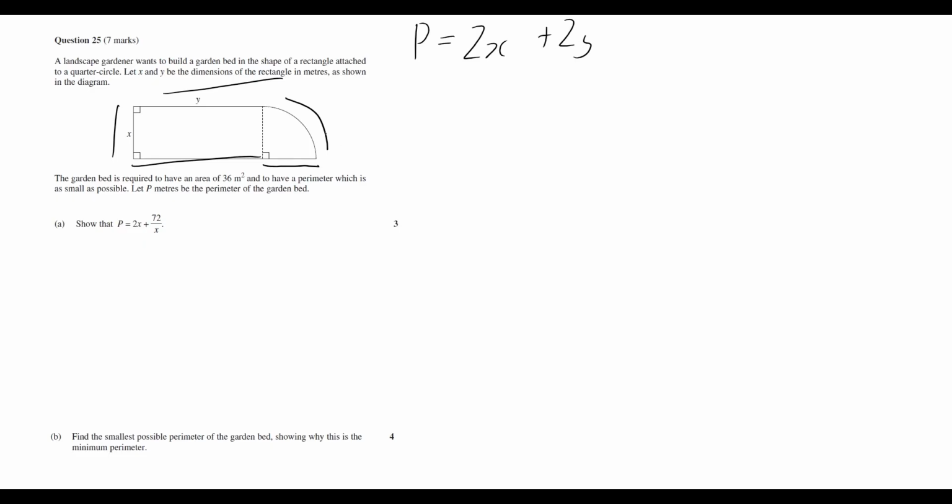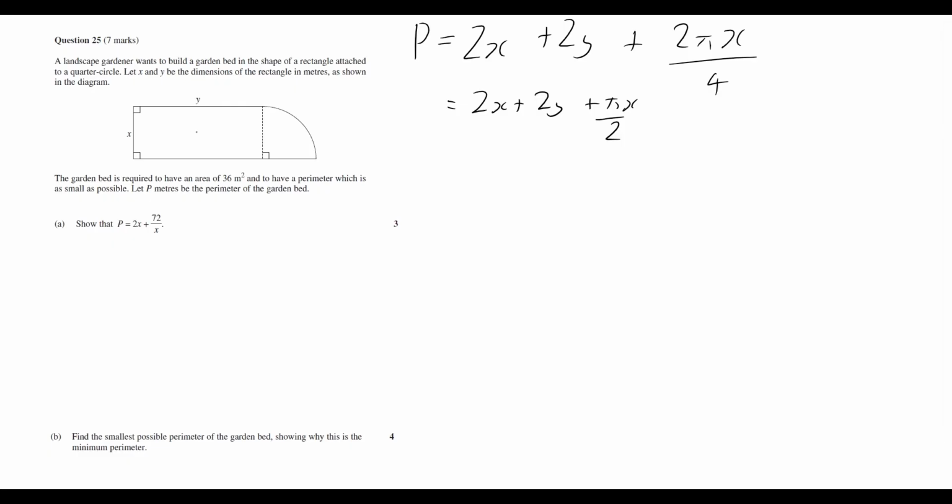And now what does a quarter of a circle circumference look like? Well, our usual circumference formula is 2 pi r. So now I'll write 2 pi x, since that's the radius of the circle. However, now we're going to be dividing it by 4 since we have a quarter of a circle. And so now I can just quickly simplify this all out. So now it looks like 2x plus 2y plus pi x over 2. Okay, so that's our perimeter in its most basic form.